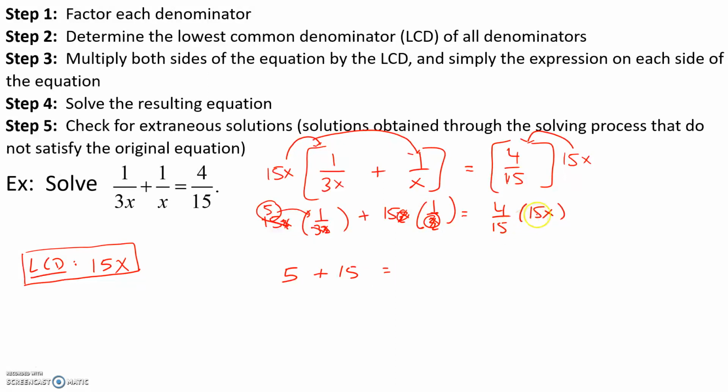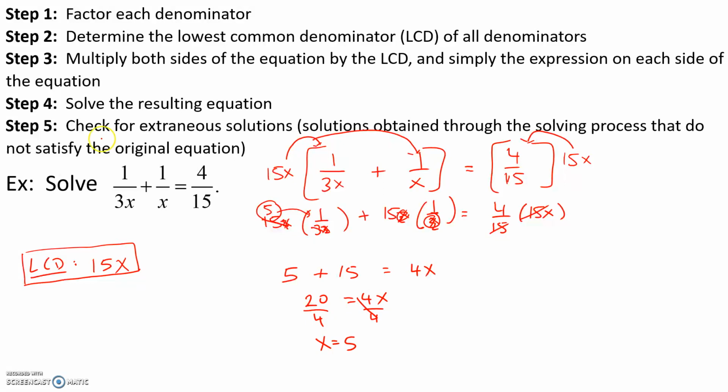On the right side, the 15 and 15 divide to be 1. They cross cancel. All we have left is 4 times x, which is 4x. Now let's add these. 5 plus 15 is 20 equals 4x. If we divide both sides by 4, we get x equals positive 5.